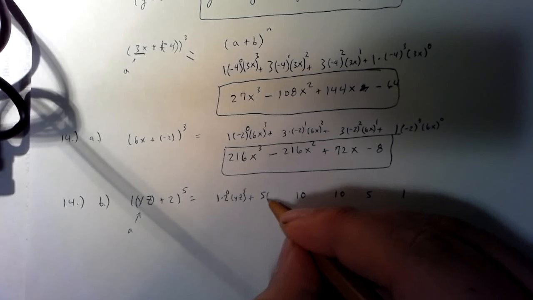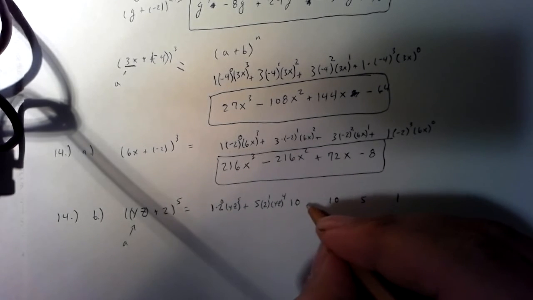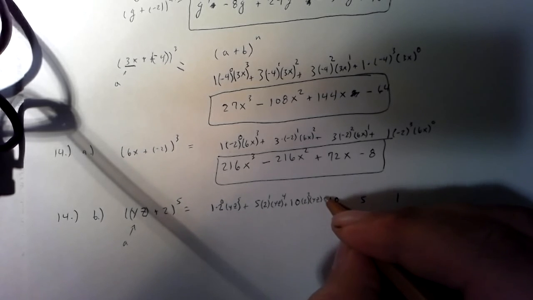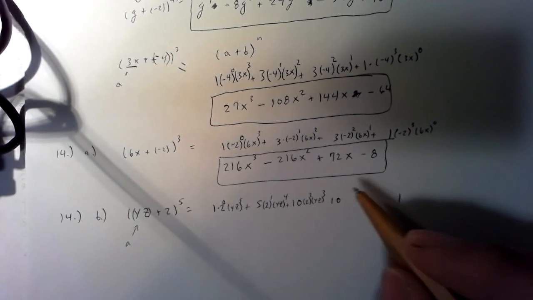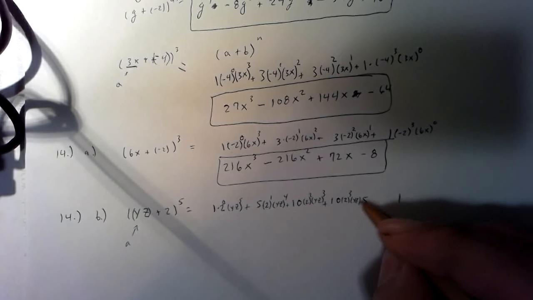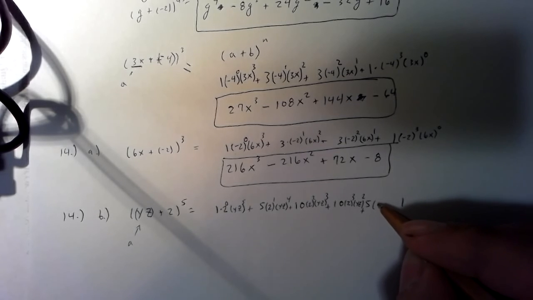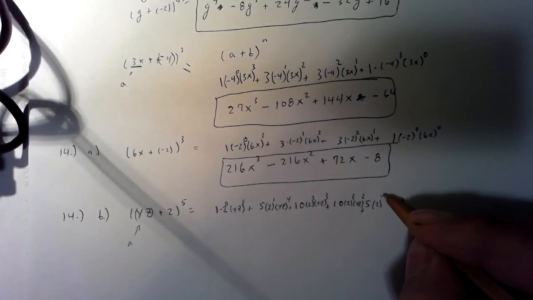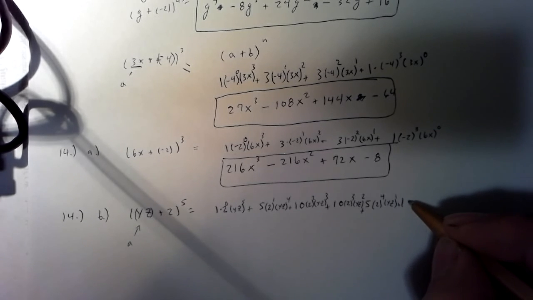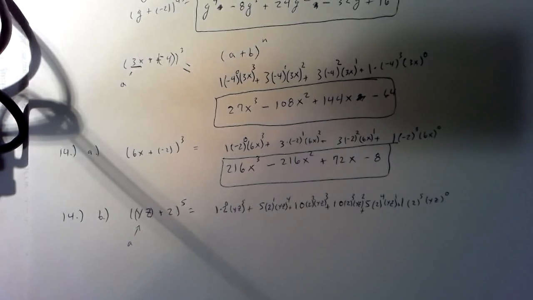Okay. Plus 5 times 2 to the power of 1 times (yz) to the power of 4. 10 times 2 to the power of 2 times (yz) to the power of 3. Remember, those are decreasing there. And then plus, and then this is 10 times 2 to the power of 3 times (yz) to the power of 2. Okay, plus, and then 5 times 2 to the power of 4 times (yz) to the power of 1. Okay, cool. And then finally we have 1 times 2 to the power of 5 times (yz) to the power of 0. Okay, so we wrote it out.